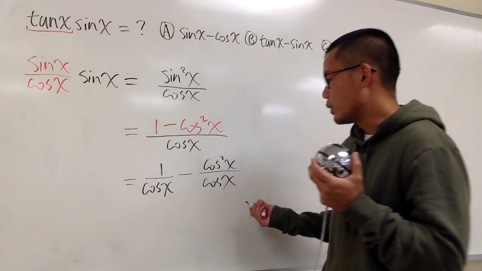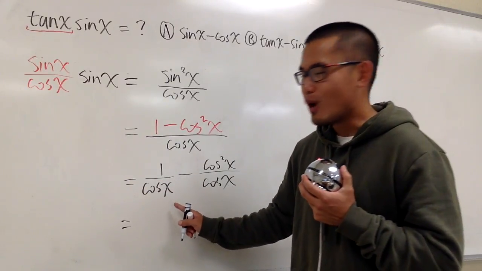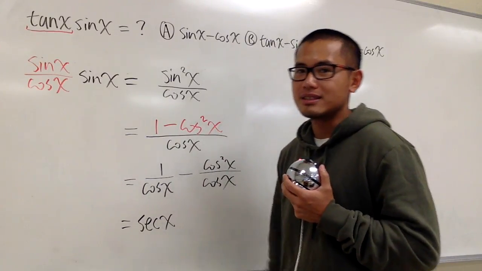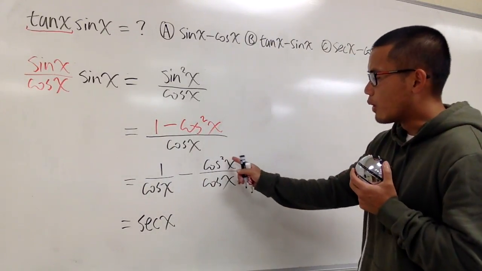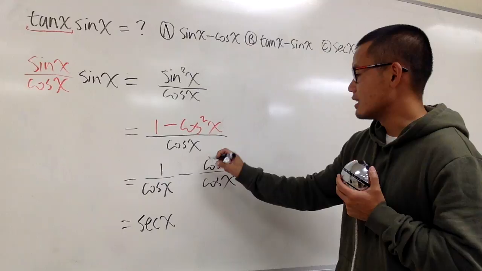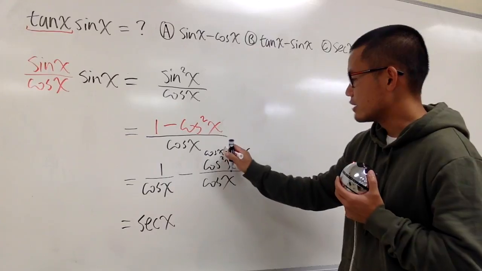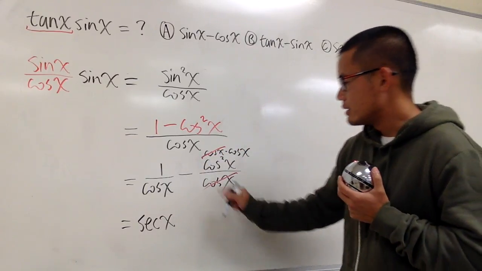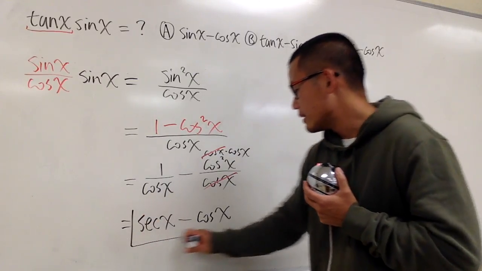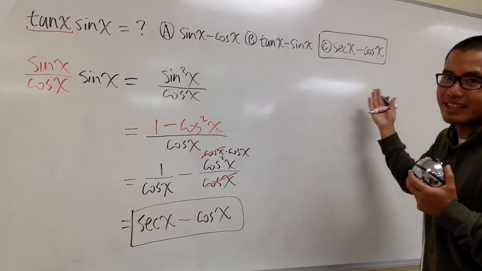Okay? And now let's see what we can do right here. Well, for this one, 1 over cosine x, we know we can write this as secant x. Right? That's a definition of secant in this case, right? And for this right here, this is cosine square x over cosine x. You know this is the same as saying cosine x times cosine x, two of them on the top. I can cancel this with one of them. So this is minus that cosine x. And that's what we have. Secant x minus cosine x, which is choice C again. And that's it.